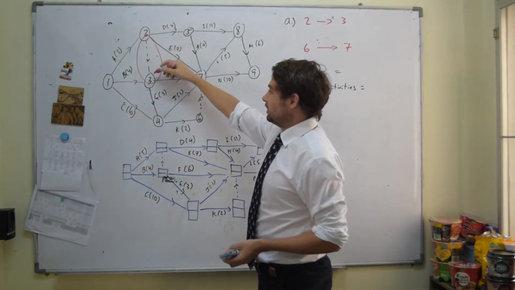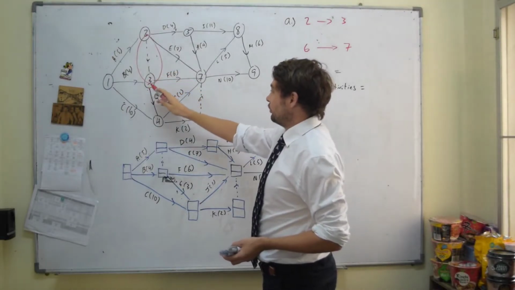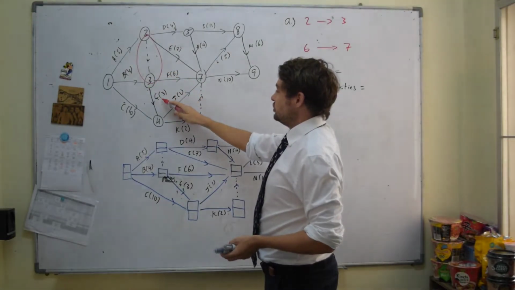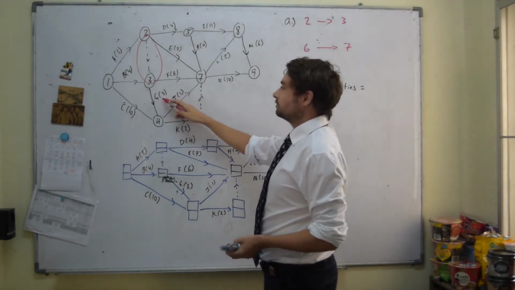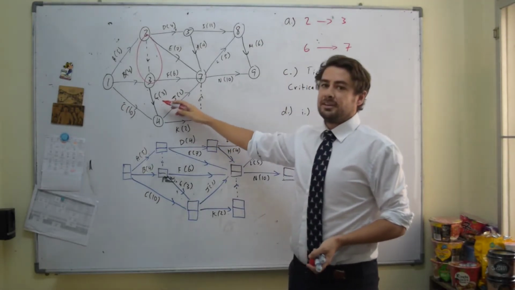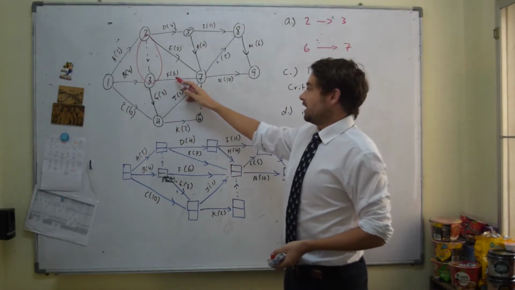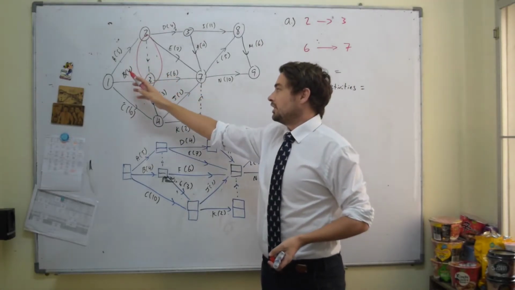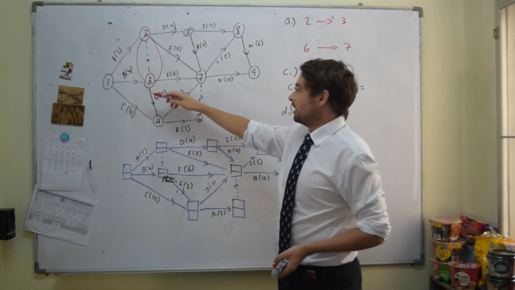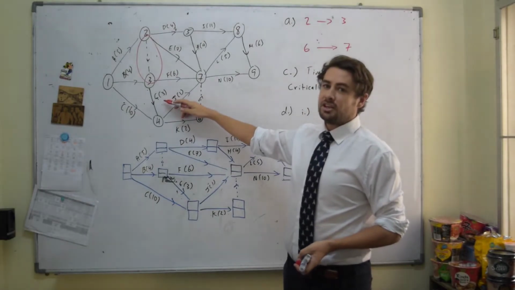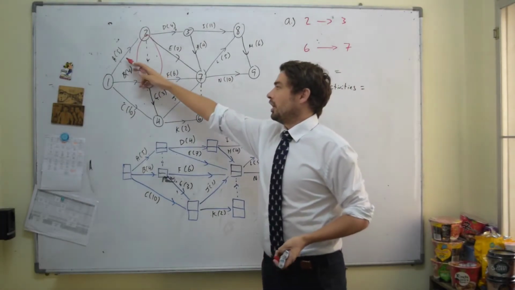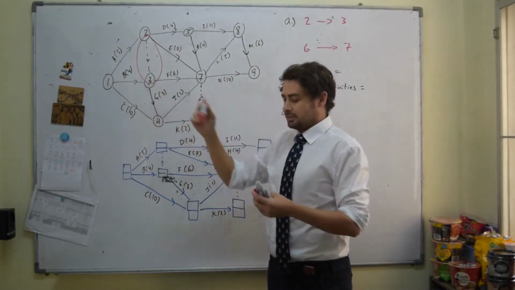2 then has this dummy connecting to 3, which then follows on, and we have F and G, these two activities occurring. So obviously what is happening here is F cannot start until both A and B are completed. Likewise, G cannot start until both A and B have been completed.